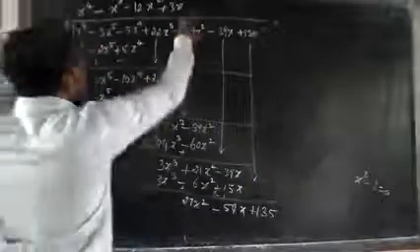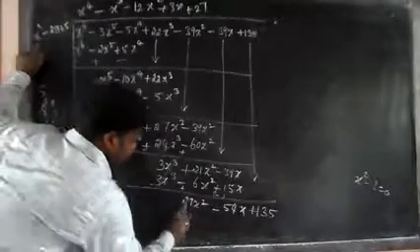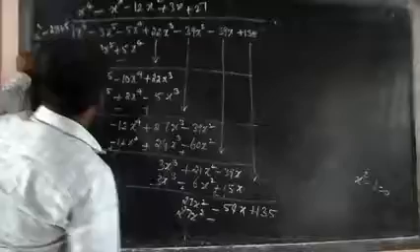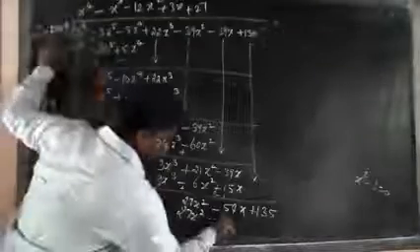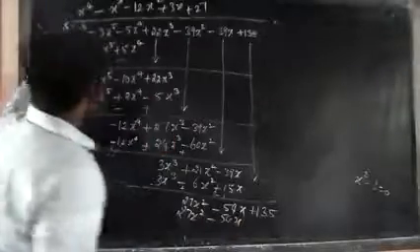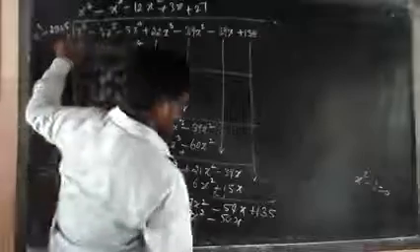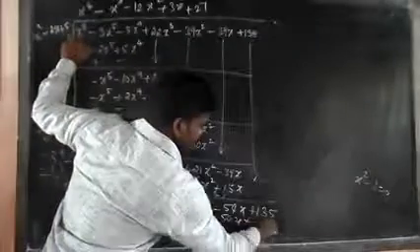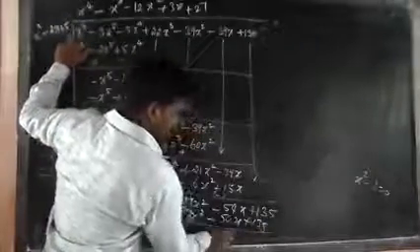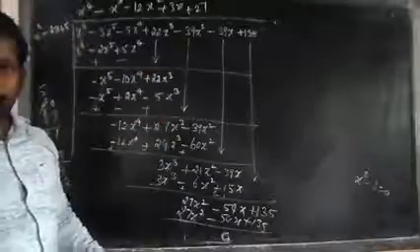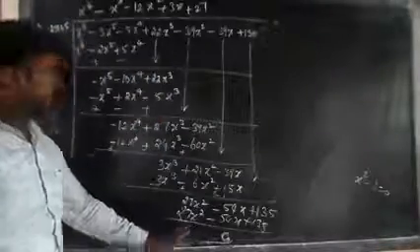Next step is 27. Here x square is there. So plus 27. 27 into x square is 27x square, minus 2 into 27 is 54x. 5 into 27 is 135. Just change the sign and get what? 0. 0 must come. Why?